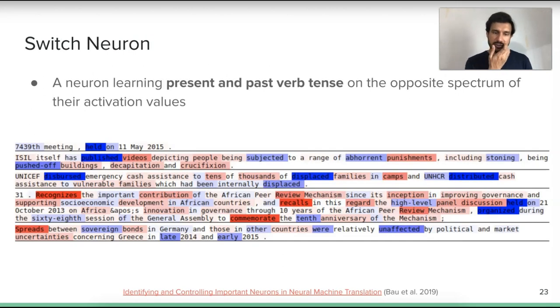So this is another interesting one where researchers have found that neurons act as a switch, activating in one direction for certain concepts and in the opposite direction for semantically opposite concepts. For example, here a neuron switches between past and present tense on the two ends of the activation space.